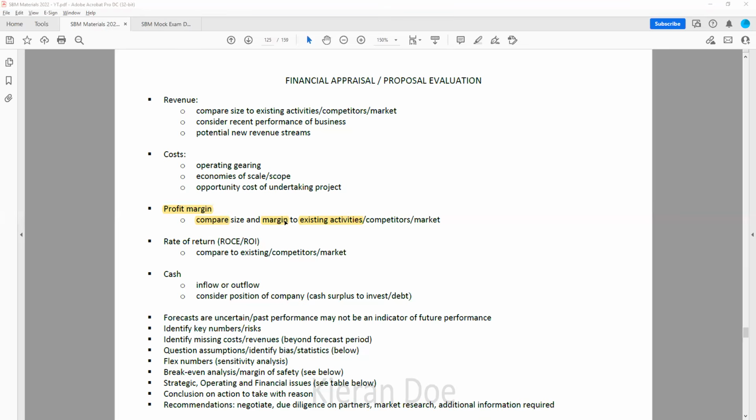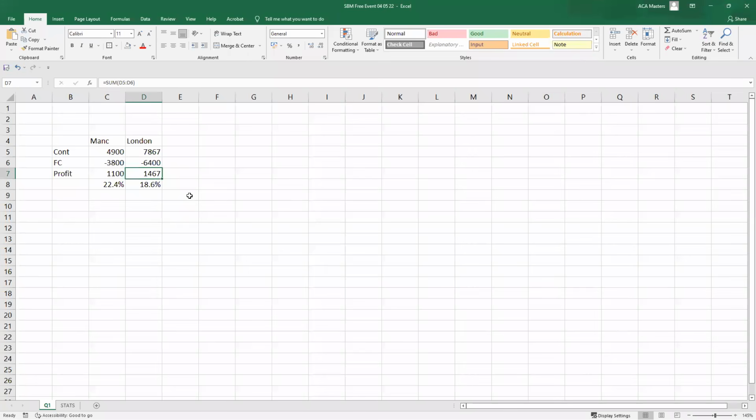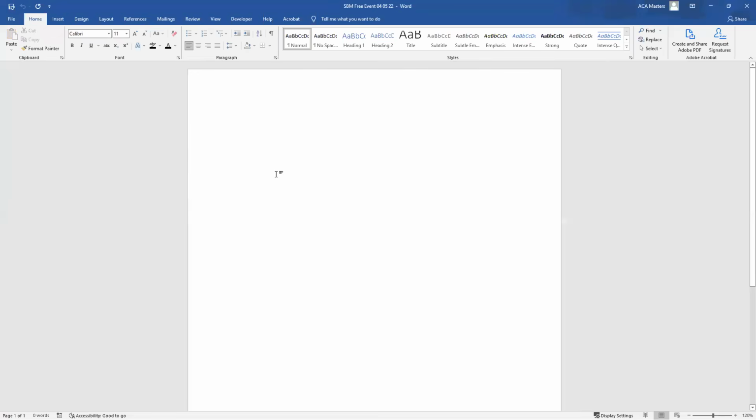And like I said, you could also look at it based on existing activities. So I'd probably start off with some fairly basic analysis, give the headline results, and then look at the differences between the two, because we can see here you could work out exactly how much bigger London is than Manchester. So we can see here that it's got higher contribution by 60.5%, but that'll obviously be much lower in profit terms because it's got that lower profit margin. So you could start off with that first of all.